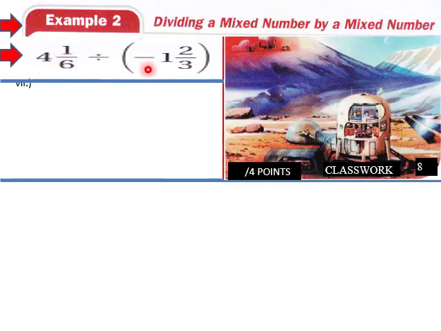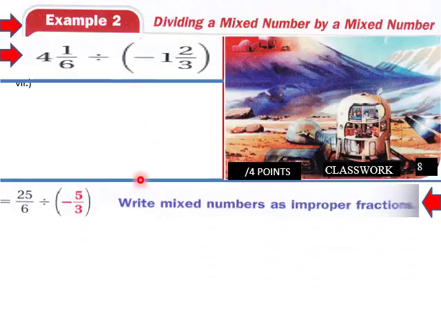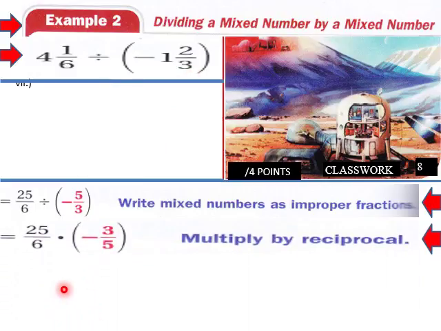4 and 1/6 divided by -1 2/3. What do we do? The first step is to change these into improper fractions. 25 over 6 divided by -5 over 3. 1 times 3 plus 2 is -5 over 3. And then we do our multiplication here.